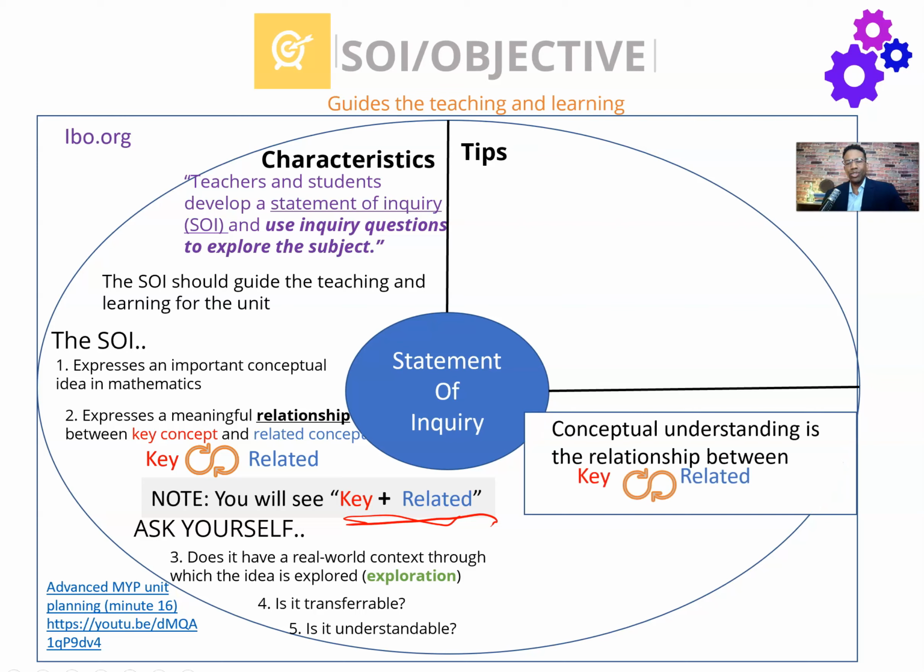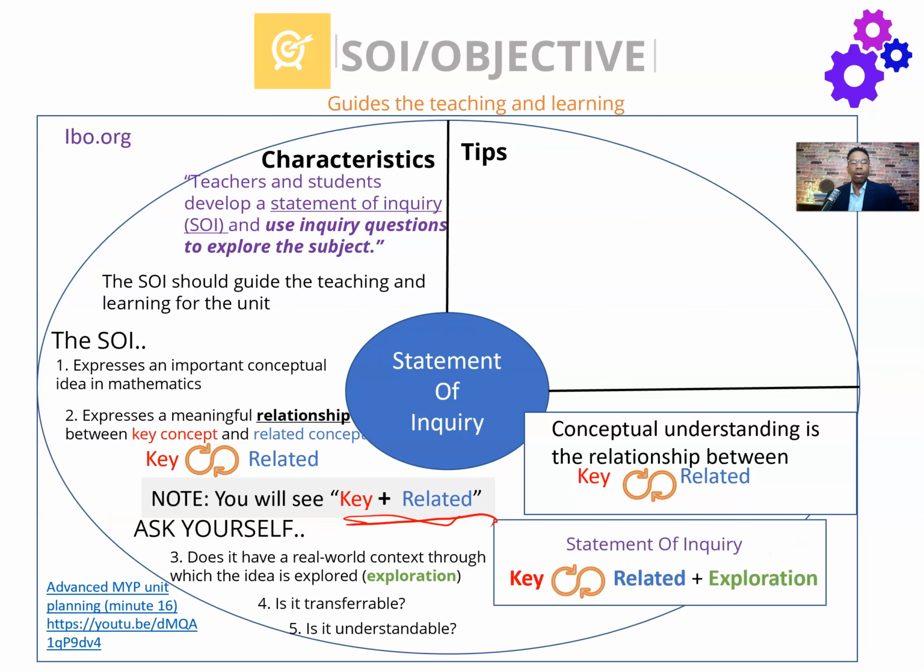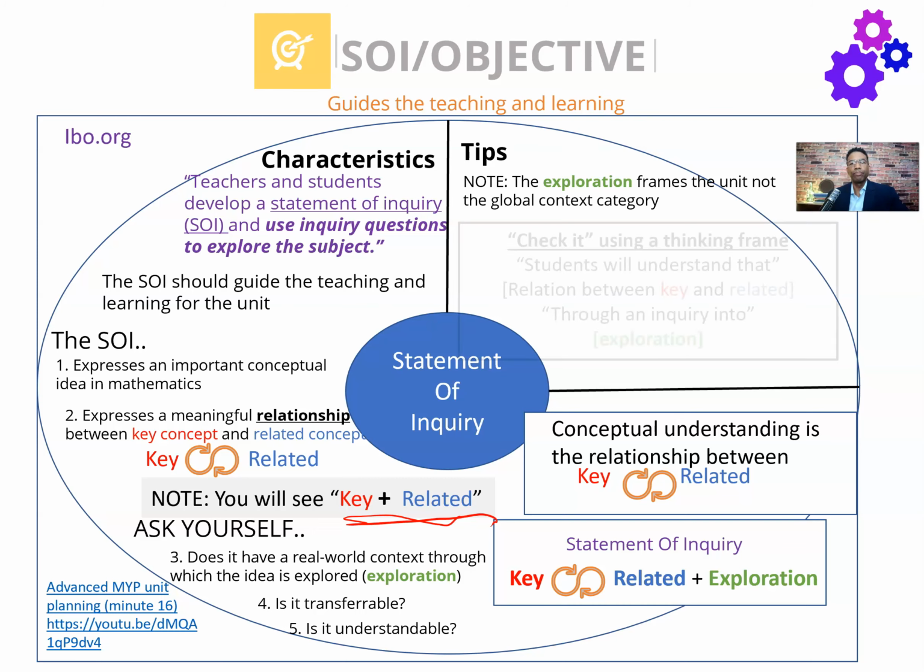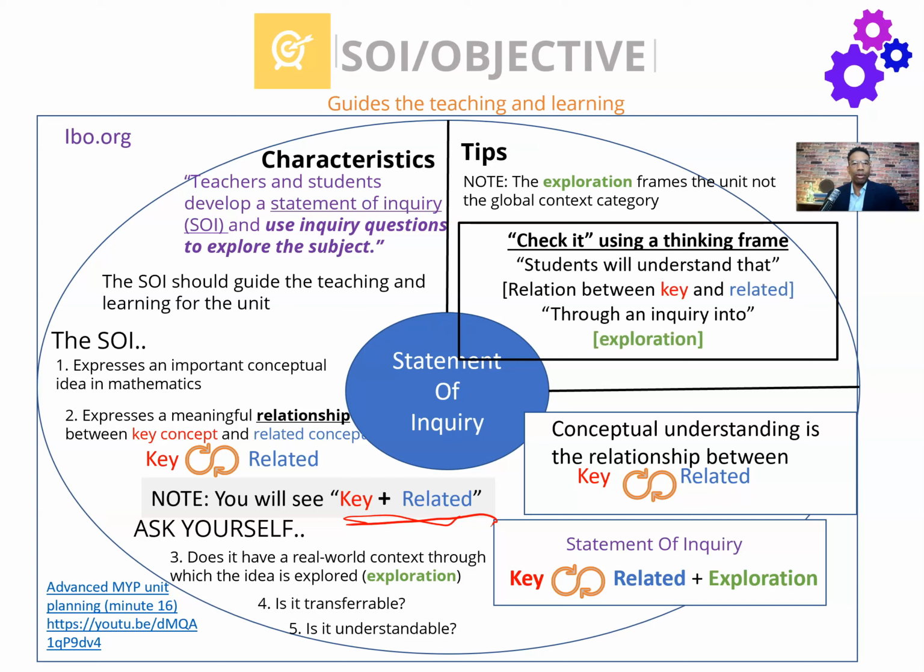All right, so there's basically 2 parts to the statement of inquiry. There's a conceptual understanding, which is that relationship between key and related concepts, and then how you're going to explore it, your exploration. A couple of tips and things to think about. The exploration frames the unit, not the global context category. Now, if you don't know what I'm talking about, just bear with me. I'm going to do an example. And one way to check your SOI to see if it makes sense is through a thinking frame. So let's go ahead and take a look at that.